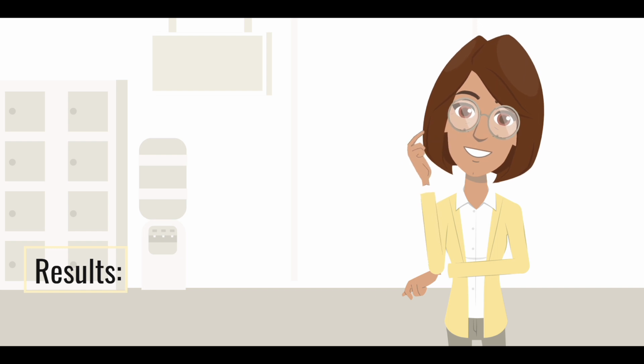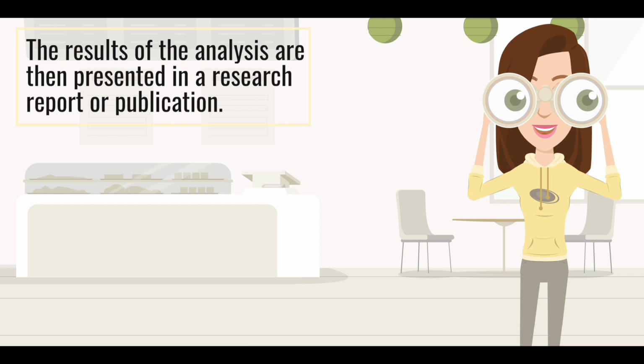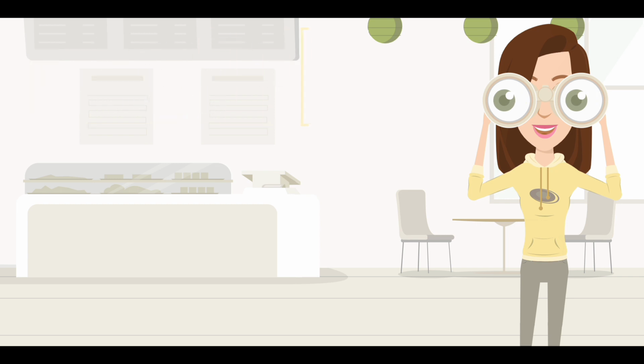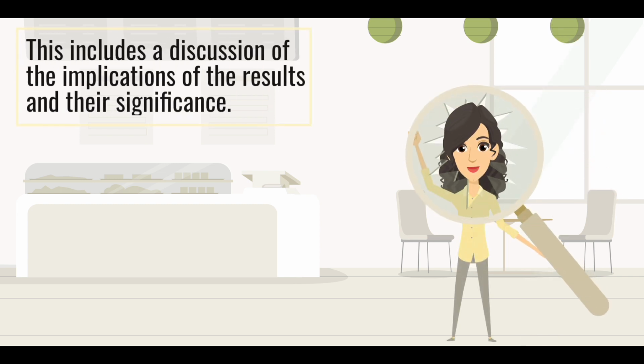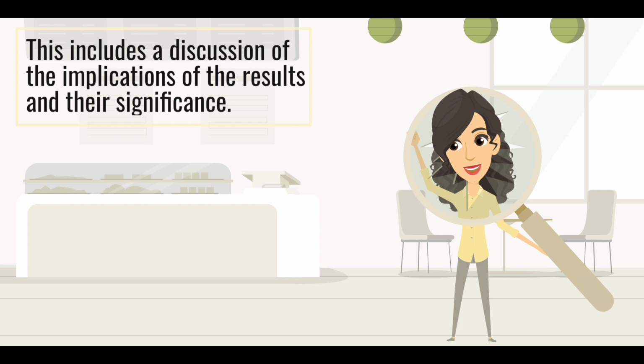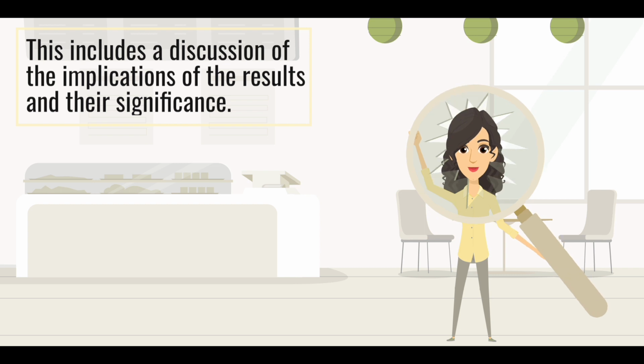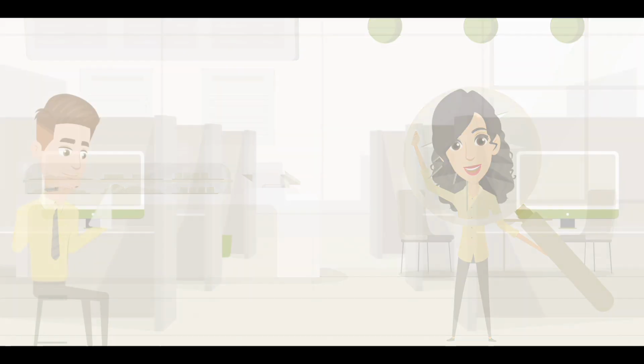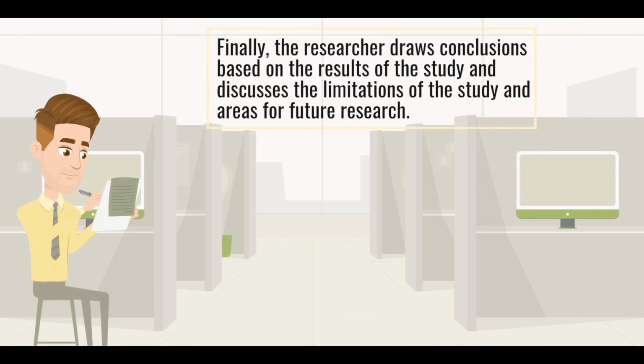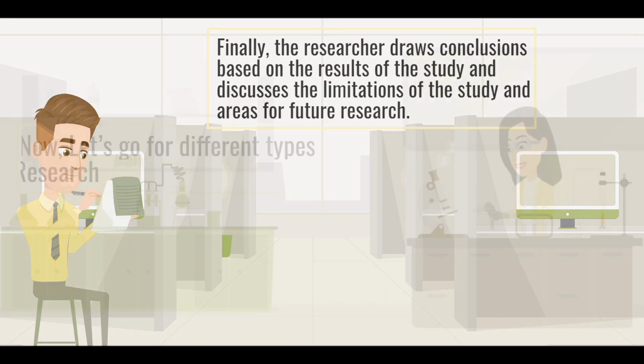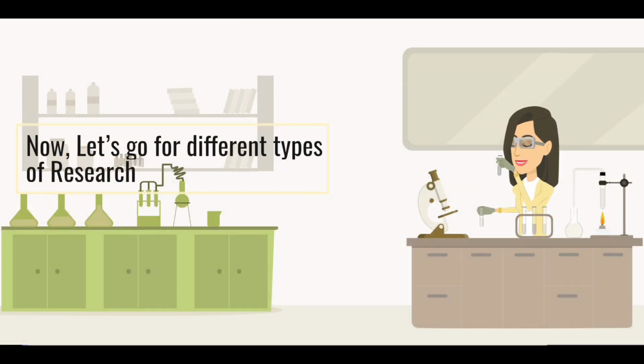Results. The results of the analysis are then presented in a research report or publication. This includes a discussion of the implications of the results and their significance. Finally, the researcher draws conclusions based on the results of the study and discusses the limitations of the study and areas for future research.